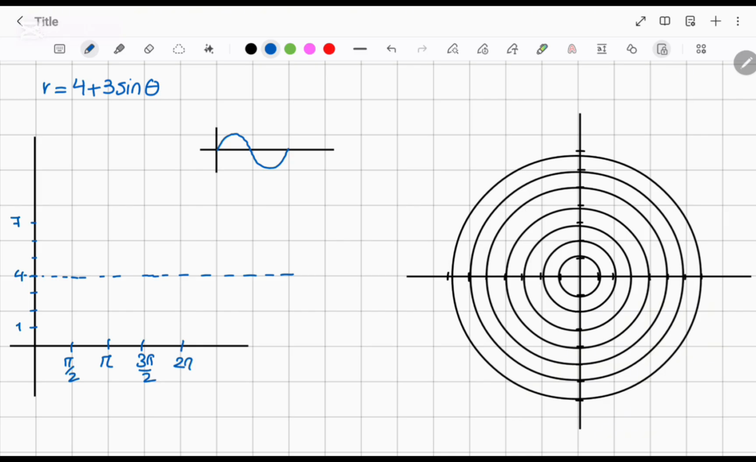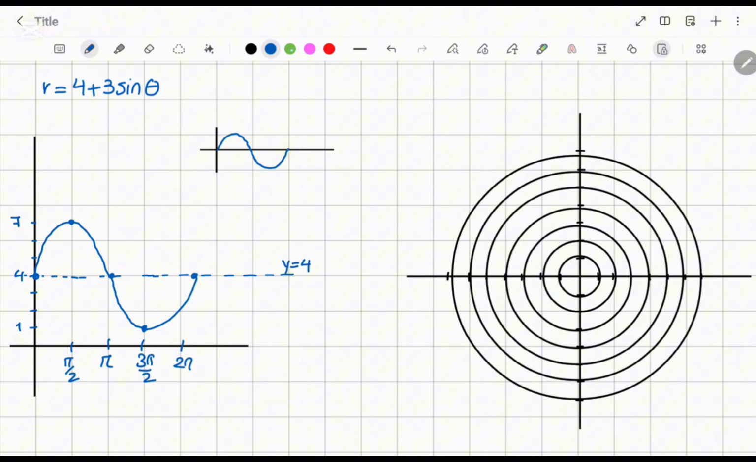So on 0, the graph is on 0. I mean the 0 that we have, which is the line y is equal to 4. And on pi over 2, it's at its maximum, which is 7. On pi, again, it's at 0. On 3 pi over 2, it's at minimum, which is at 1. And again, back on 0, I'm going to plot the points. Okay, this is going to be our graph.